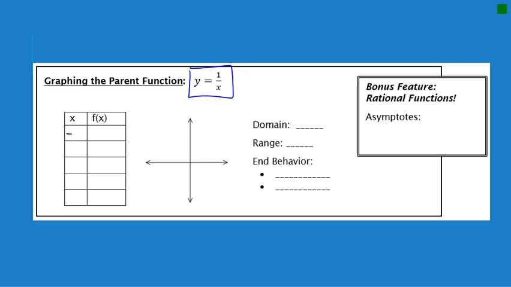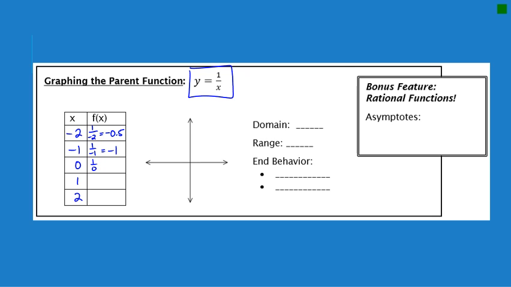So our standard numbers for the table for the parent function are between -2 and +2. When I plug these in, I'm going to have to put them in the denominator. So 1 divided by -2 would be -0.5. 1 divided by -1 is -1.